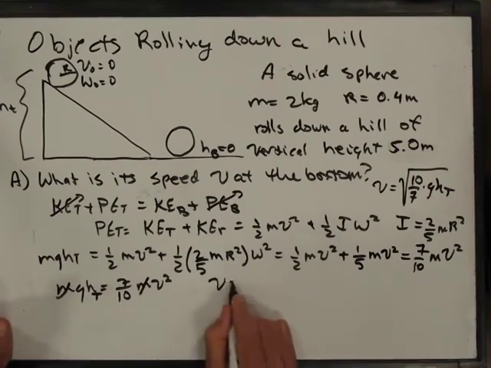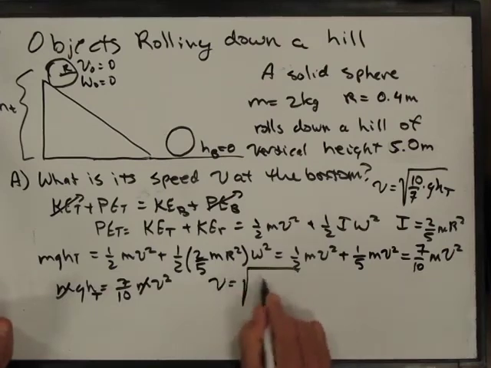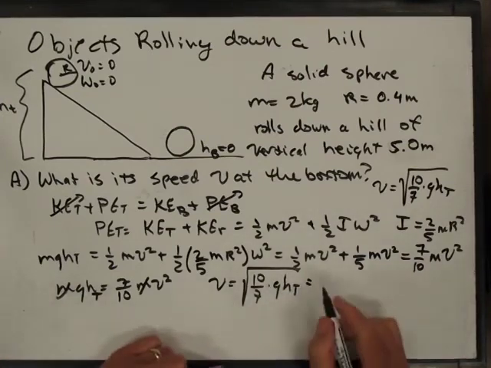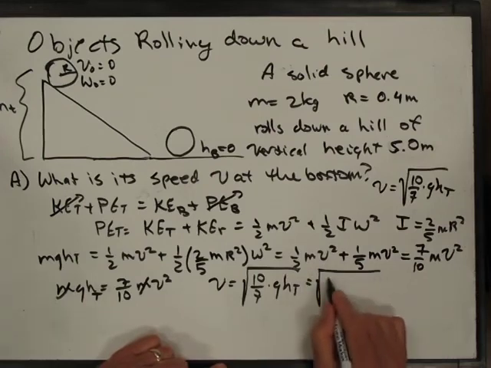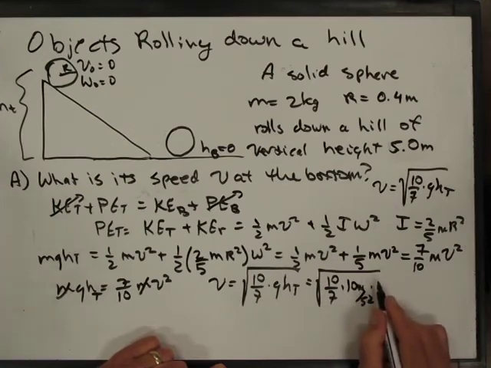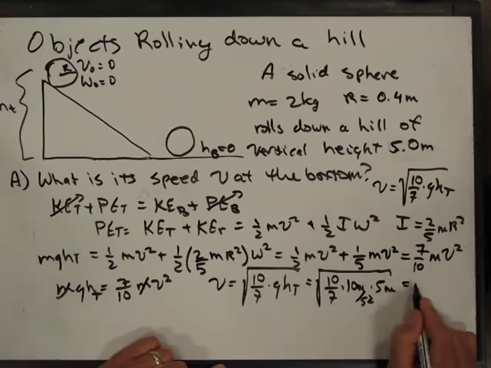I get v is equal to the square root of 10/7 times g times the height at the top, which is the square root of 10/7 times 10 meters per second squared times 5 meters. And what I get for that is about 8.5 meters per second.